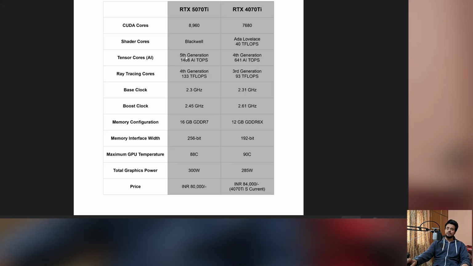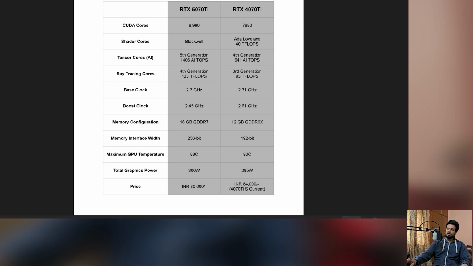We start with the 5070 Ti, you compare the specs. 7680 CUDA cores to 8960, 641 AI TOPS to 1406, 93 teraflops to 133 teraflops, 2.31 to 2.3, there's a regression here, 2.61 to 2.5, again a regression here. The 4070 Ti had 12 gigs of GDDR6X, the 5070 Ti gets 16 gigs of GDDR7. The bus width also increases, 192 bit to 256 bits, 285 watt to 300 watt. That is just an increment of 15 watts, which makes the 5070 Ti look really good.